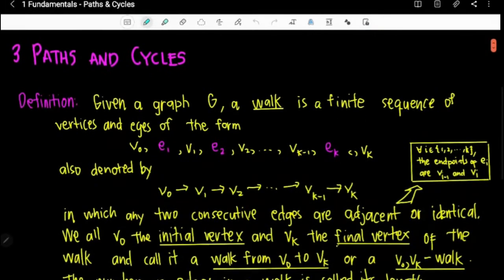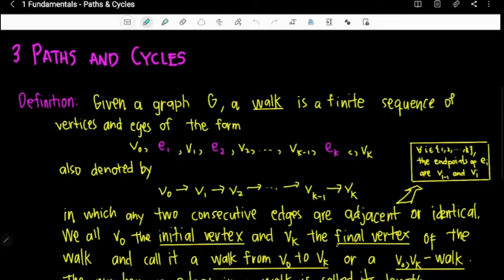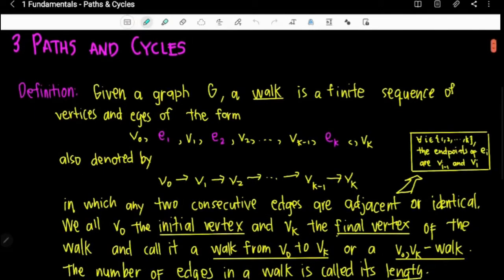First, we define what is a path and what is a cycle. Before we can define a path, we need to understand first what is a walk. So given a graph, a walk is a finite sequence of vertices and edges of this form: V sub 0, E sub 1, V sub 1, E sub 2, V sub 2, and so on and so forth, V sub k minus 1, E sub k, V sub k.